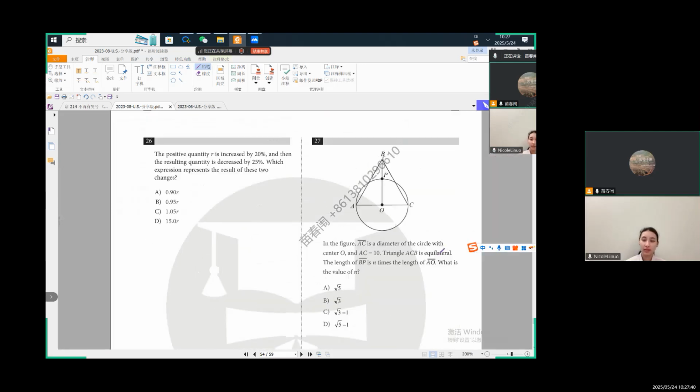In the figure, AC is the diameter of the circle with the center. AC is the diameter. Okay. AC, and AC is 10. The triangle ACB is equilateral. Looks that way.